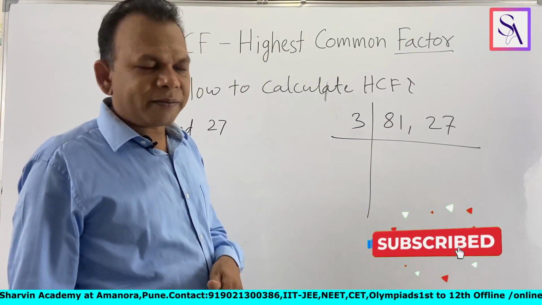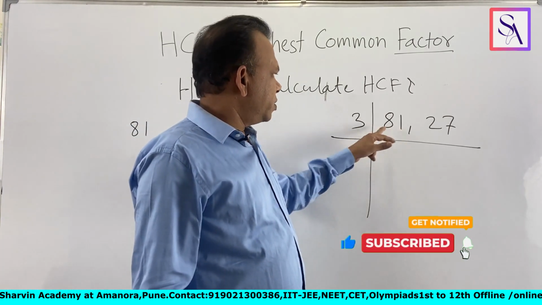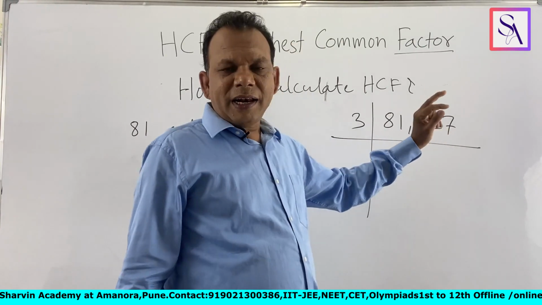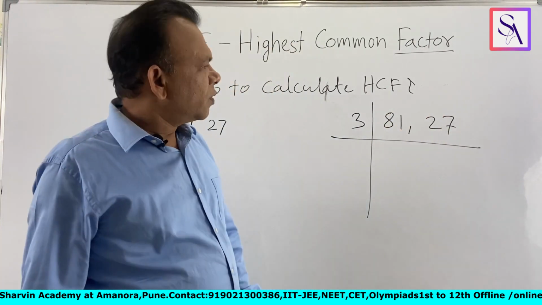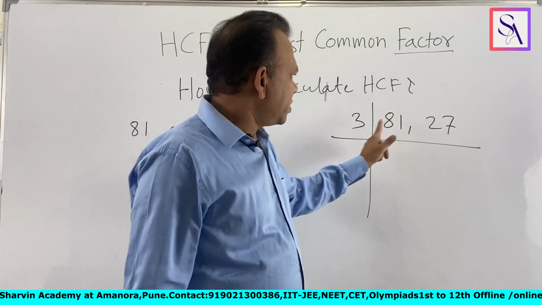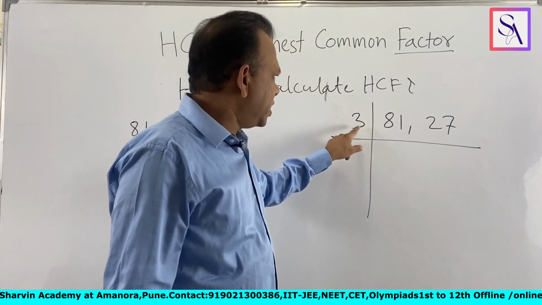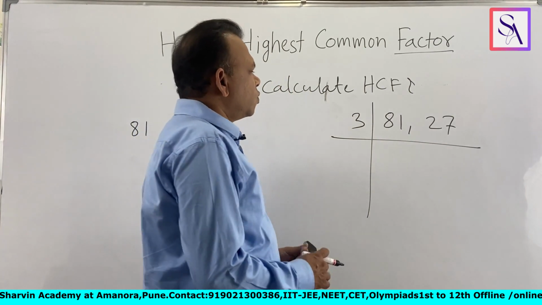Yes, 3 3s are 9. So yes, 81 is divisible by 3. Again 27: 2 plus 7 is 9, and 9 is divisible by 3. So 27 is divisible by 3. So we can divide 81 and 27 by 3. So 3 is our first number.